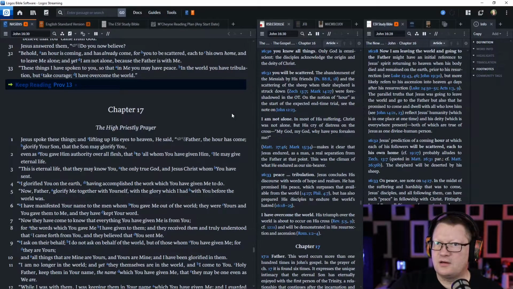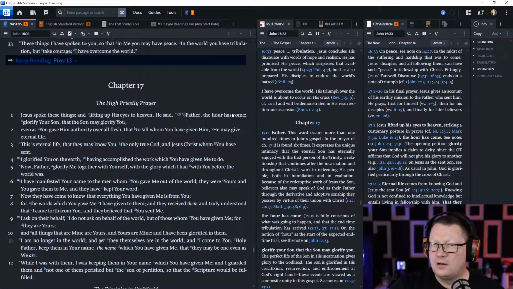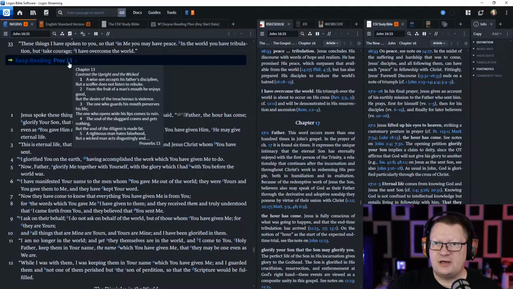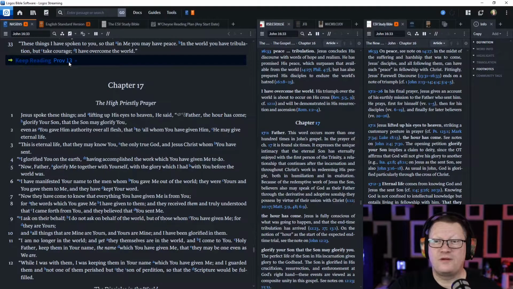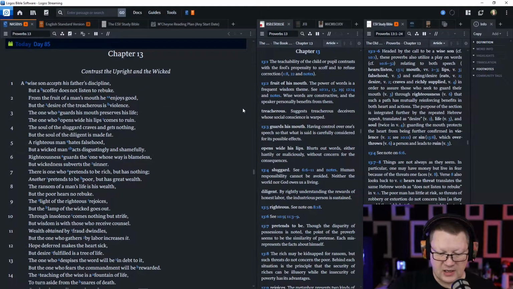Bring up the notes here. All right, there we go. And let's go on to Proverbs chapter 13. Buckle up tomorrow. We're finally going through the high priestly prayer. I've been referring to this for a long time. But if you don't know it, just know that it's good. That's all you got to know. Well, I mean, you got to know the thing, but we're going to get there. All right, let's begin.